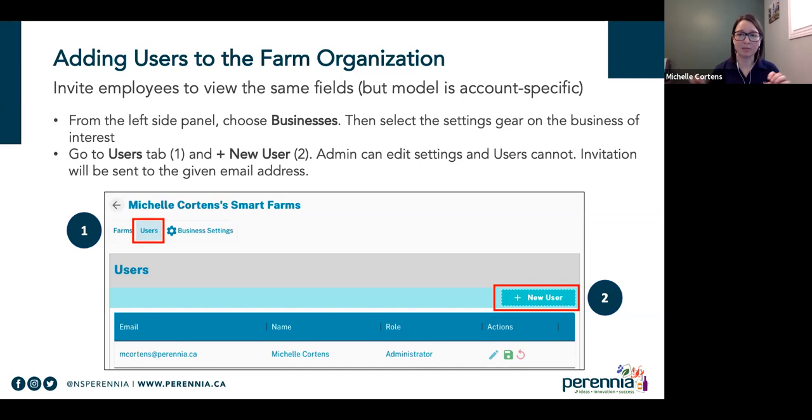So we are keeping those accounts completely separate, other than the farm and field structure of the business, which can be shared, so that not everybody has to go into those settings and set that all up. What you would do is, from the side panel, choose businesses, and then go into the settings of that business. There would be this user option right next to farms in the toolbar, and you would add a new user. You enter their name and their email address, and then they get an invitation link. They would be set up on the business's subscription to PomeBlight, and they would have access to the farm and field structure. If you invite them as an administrator, they can change that farm structure. But if you invite them as a user, they can't change the farm structure, but they can still use the model.